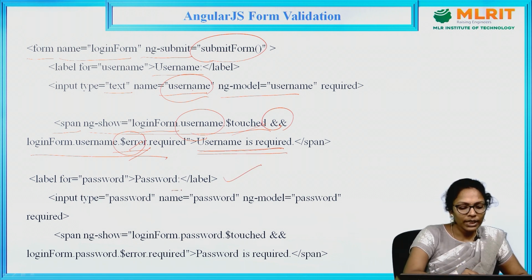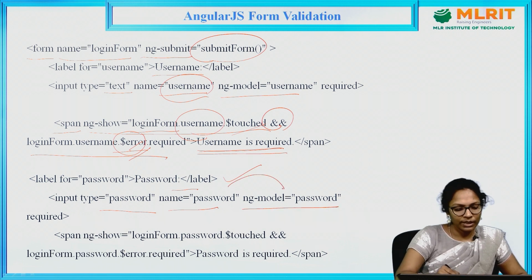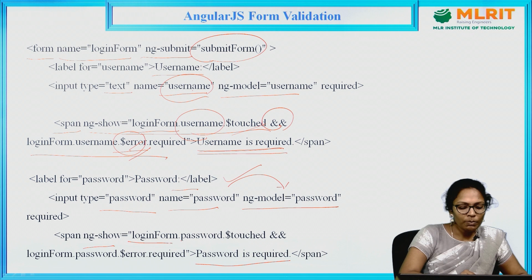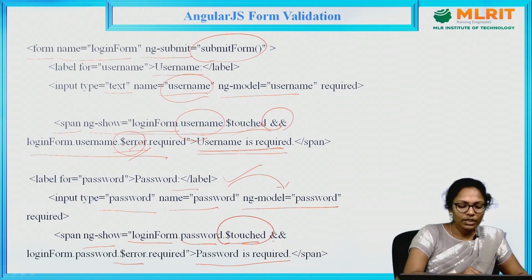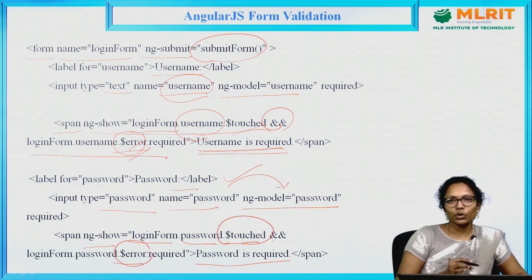The same way you're also creating one more field for password. Password label followed by password field, name and model name I'm giving the same, and here a message will be spanned. What is the message? Password is required. When will it be spanned? Again the same thing, ng-show loginForm.password.$touched and it has an error. So it is touched and an error is generated, I mean it is not valid. Then in that case this message will be displayed.